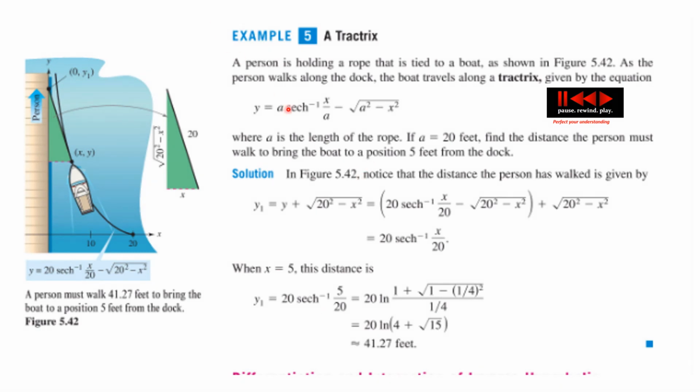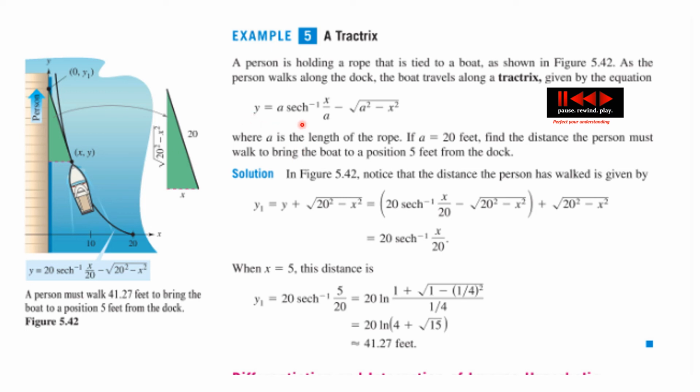In fact, right away. A person is holding a rope that's tied to a boat. The boat's out here, as shown in the picture. A person walks along the dock, and the boat travels along a tractrix. You see the person pulling the rope, but the boat comes in like that, so it actually follows a tractrix. And this is the equation that we have for that.